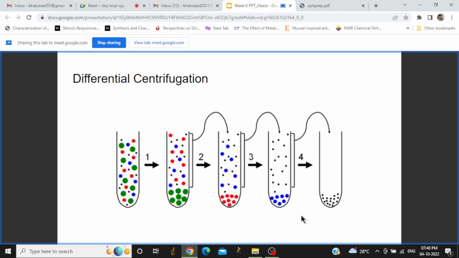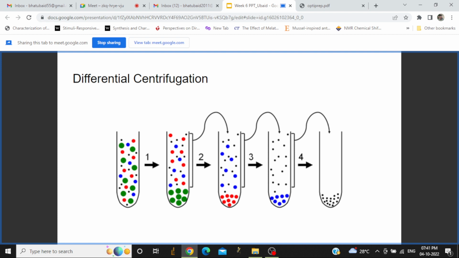So there is also one important type of centrifugation, which is differential centrifugation. Earlier we were only discussing density gradient centrifugation because the questions were related to it. In differential centrifugation, samples of different densities, different particle sizes, or different masses are separated by a series of centrifugation steps with increasing centrifugal force.